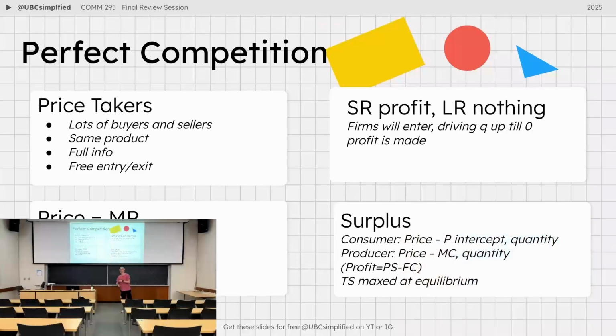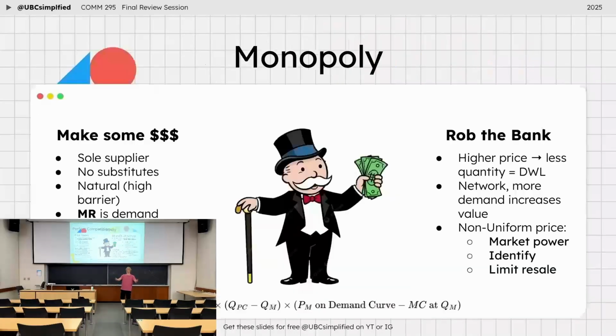Consumer surplus, you're looking at the difference between that P intersection and then the price at the quantity, that little triangle. And then for producer surplus, it's almost the opposite. So it's the marginal cost up to the price and then the quantity. And just one thing to keep in mind is that profit is going to be producer surplus minus fixed cost. If there are no fixed costs, profit equals producer surplus. And you're maximizing your total surplus, which is good for everyone, at equilibrium.